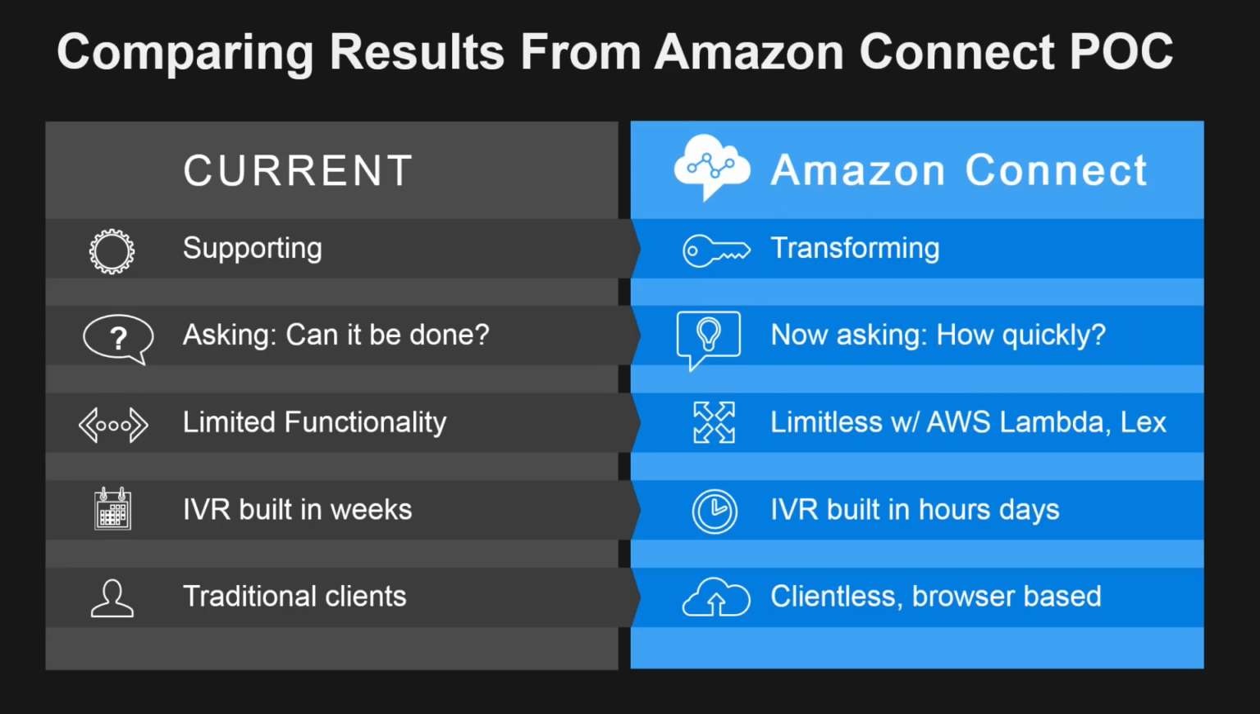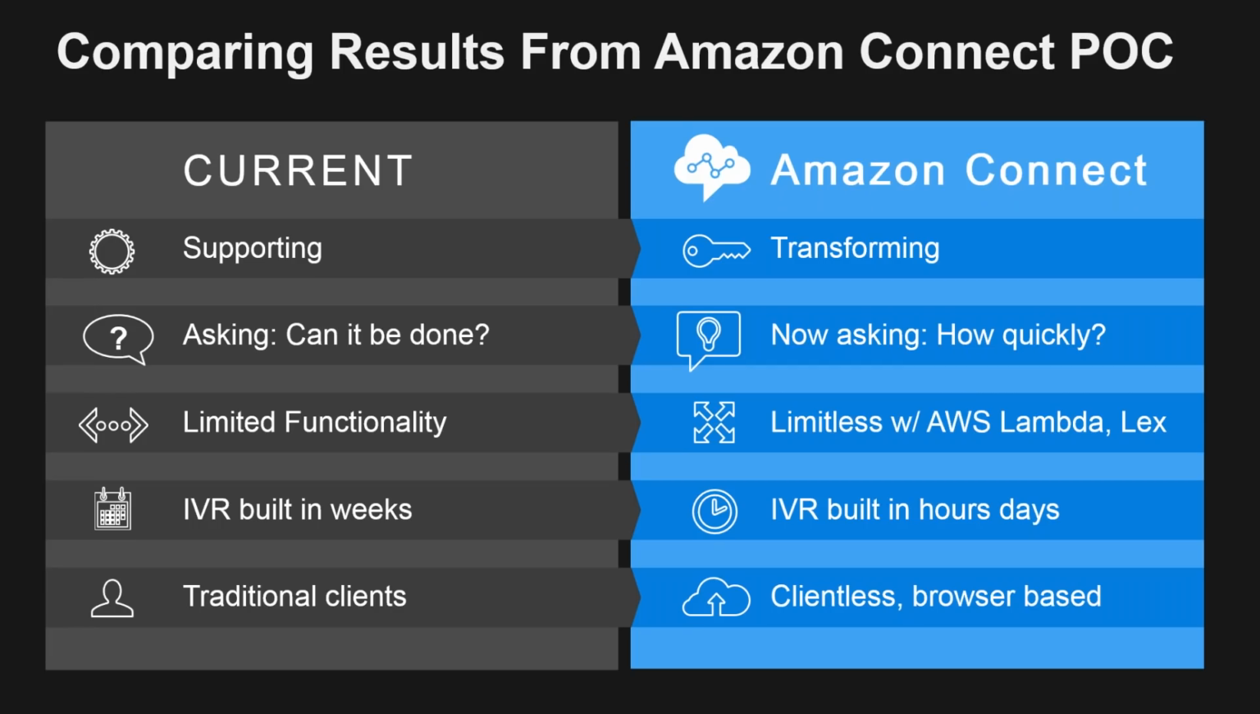The business was often asking, can it be done? And now, based on the experience of the POC and how quickly the IT team was able to respond to the changing needs of the business, they're asking, how quickly can this be done? The IT team found it difficult to have limited functionality. They constantly had to upgrade and patch to get access to new technology and new functionality. Now with Amazon Connect, they felt that the technology was limitless.